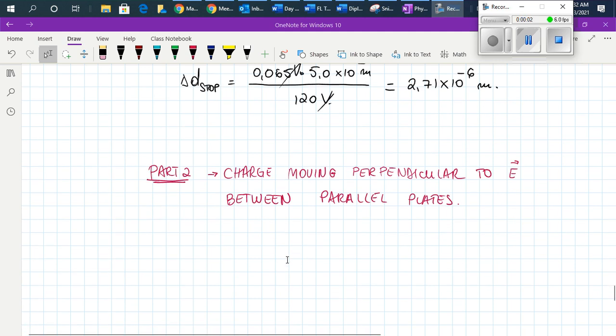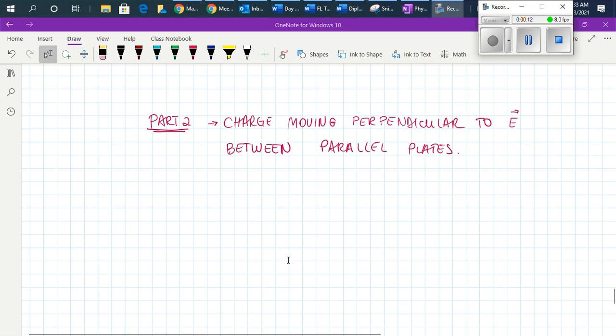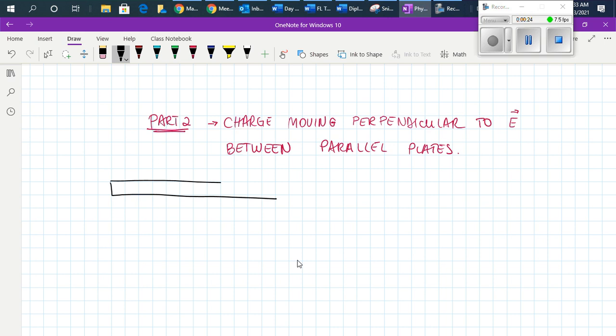Okay, so for the second part of this topic, we will see the motion of a particle that is moving perpendicular to the electric field strength between two parallel plates. So what we are saying here is that we have two parallel plates, and between the two parallel plates, a particle is entering with a certain initial velocity.